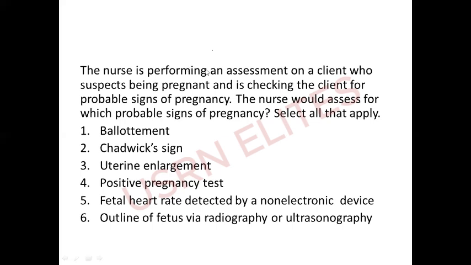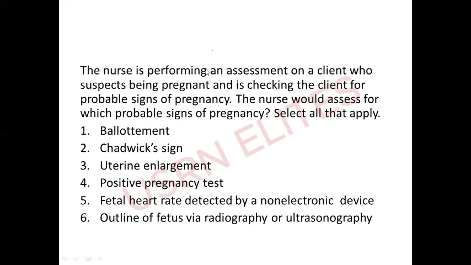The nurse is performing an assessment on the client who suspects being pregnant and is checking the client for probable signs of pregnancy. The nurse would assess for which probable signs of pregnancy. Select all that apply. 1. Ballottement. 2. Chadwick sign. 3. Uterine enlargement. 4. Positive pregnancy test. 5. Fetal heart rate detected by non-electronic devices. 6. Outline of fetus via radiography or ultrasonography.